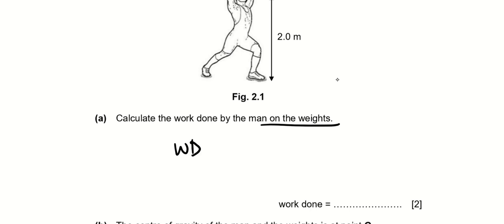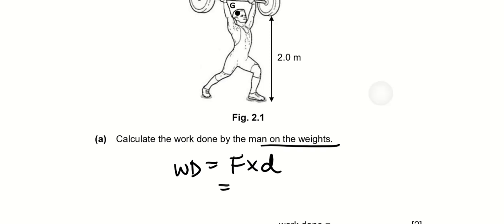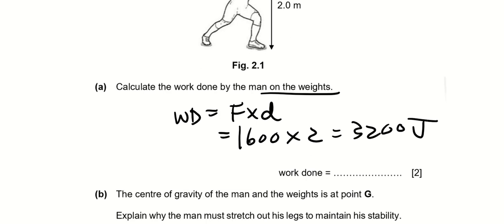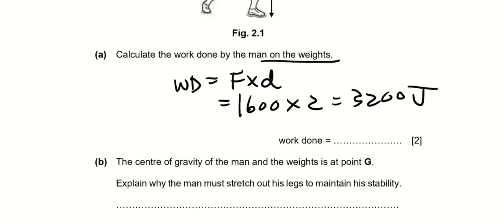So work done is force times distance moved in the direction of the force. So the force that he needs to exert is 1600, and he moves it a distance of 2 meters. So the work done is 3200 joules. Just make sure that everything is in SI unit.